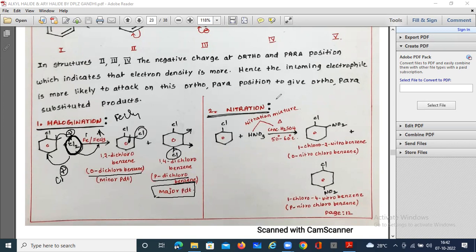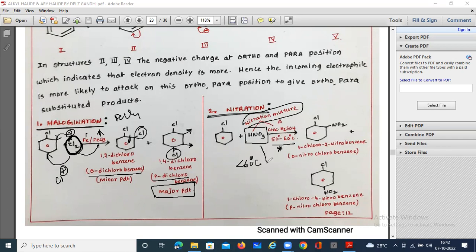Next, nitration. What is the nitration mixture? It is already given. The nitration mixture is concentrated HNO3 plus H2SO4. It must be taken. Don't forget the temperature, 50 to 60 degrees Celsius. This is compulsory. Otherwise we can simply say in the nitration less than 60 degrees Celsius, sometimes they also give that.